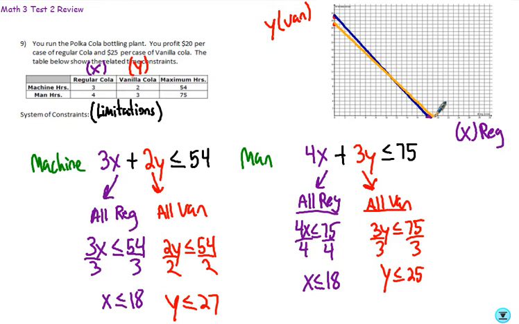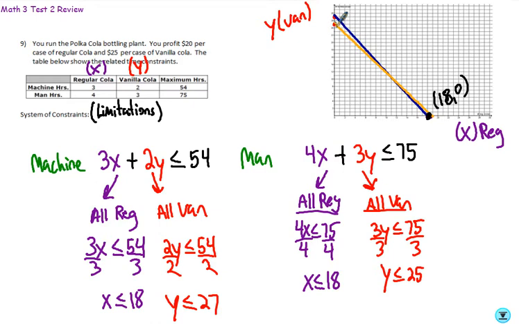So for our all regular number, if I take into consideration how many hours I've got to run the machines and how many hours I've got to pay people, it looks like if I want to do all regular, I could do 18 and then 0 vanilla. And how many all vanilla can I run? Well, it has to be the lesser of these two, because as we said earlier, I might have enough time to run the machine, but maybe I don't have enough time to pay people, right? So am I going to pick 27 or am I going to pick 25?